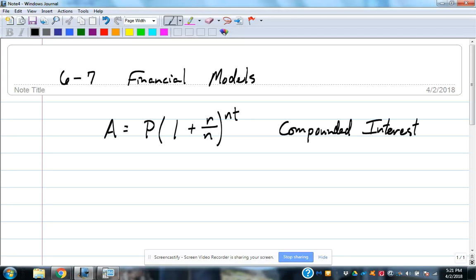Okay, so with this formula, here is what everything means. A is your account worth. That's how much money the account is worth after the interest has been applied. The P is your principal investment. That's how much you deposit into the savings account.